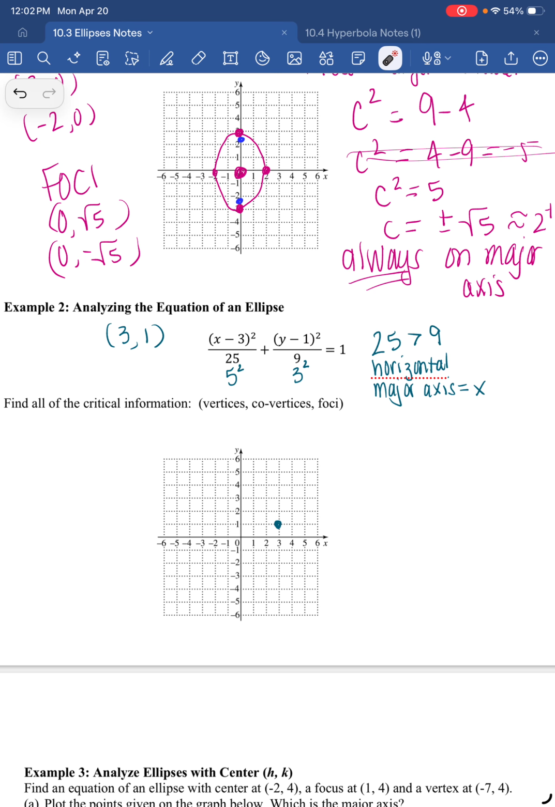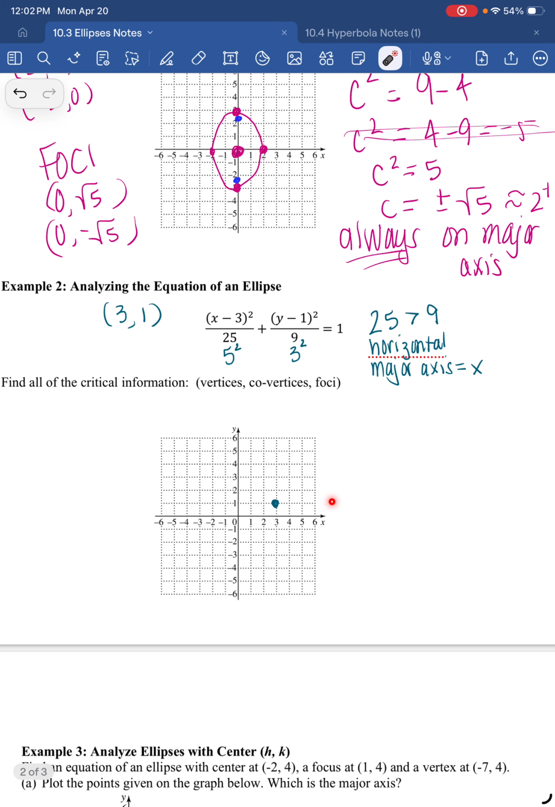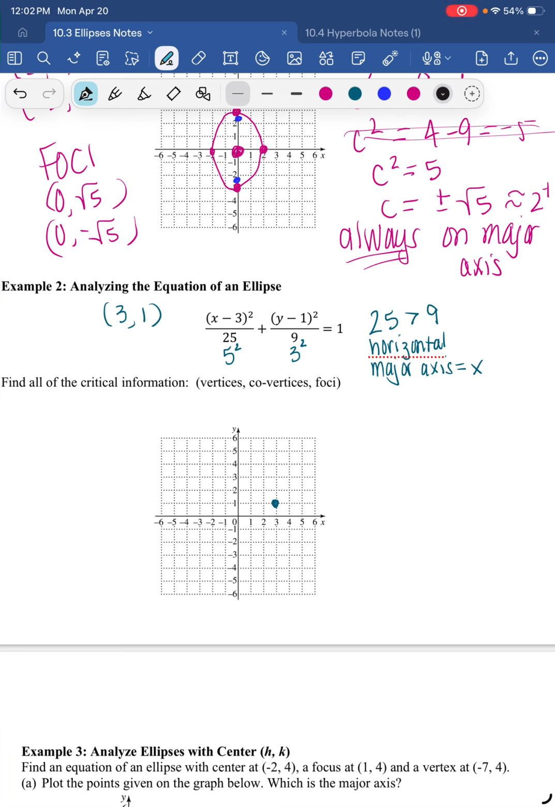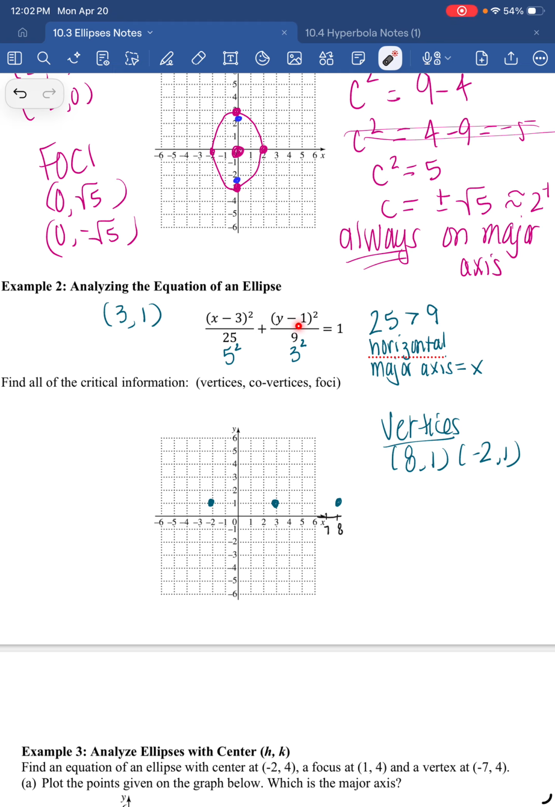And now in the x direction, I'm going to move right 5, which I don't quite have enough room for, and left 5. So I am going to cheat a little bit and put on here 7 and 8. So I'm going to have a vertex at (8, 1), and I'm going to have another vertex at (-2, 1). I moved 5 right, 5 left. Okay, now the minor: y is associated with 9, which is 3 squared. So in the y direction, I'm going to go up 3 and down 3.